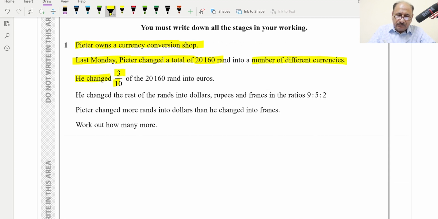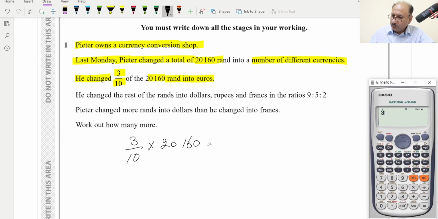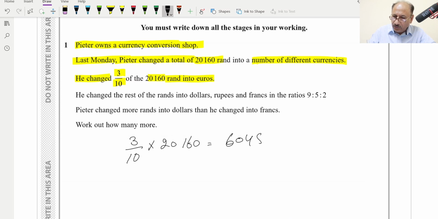He changed 3 by 10 of 20,160 rand into euros. So first of all we will calculate 3 by 10 of 20,160. This one we will calculate before going ahead. So we will check how much he has converted. So this will be 6048 rand, the amount which he converted.